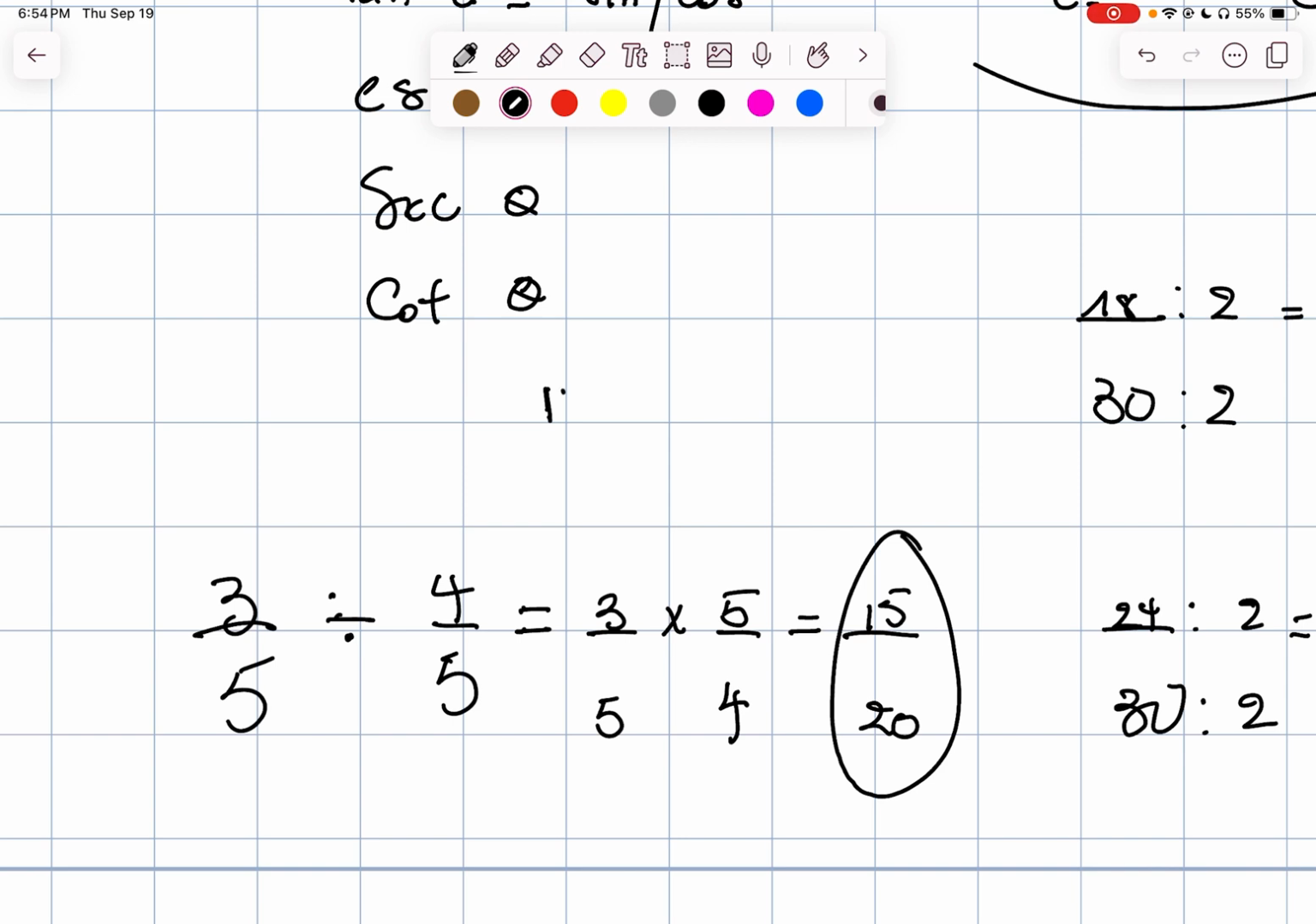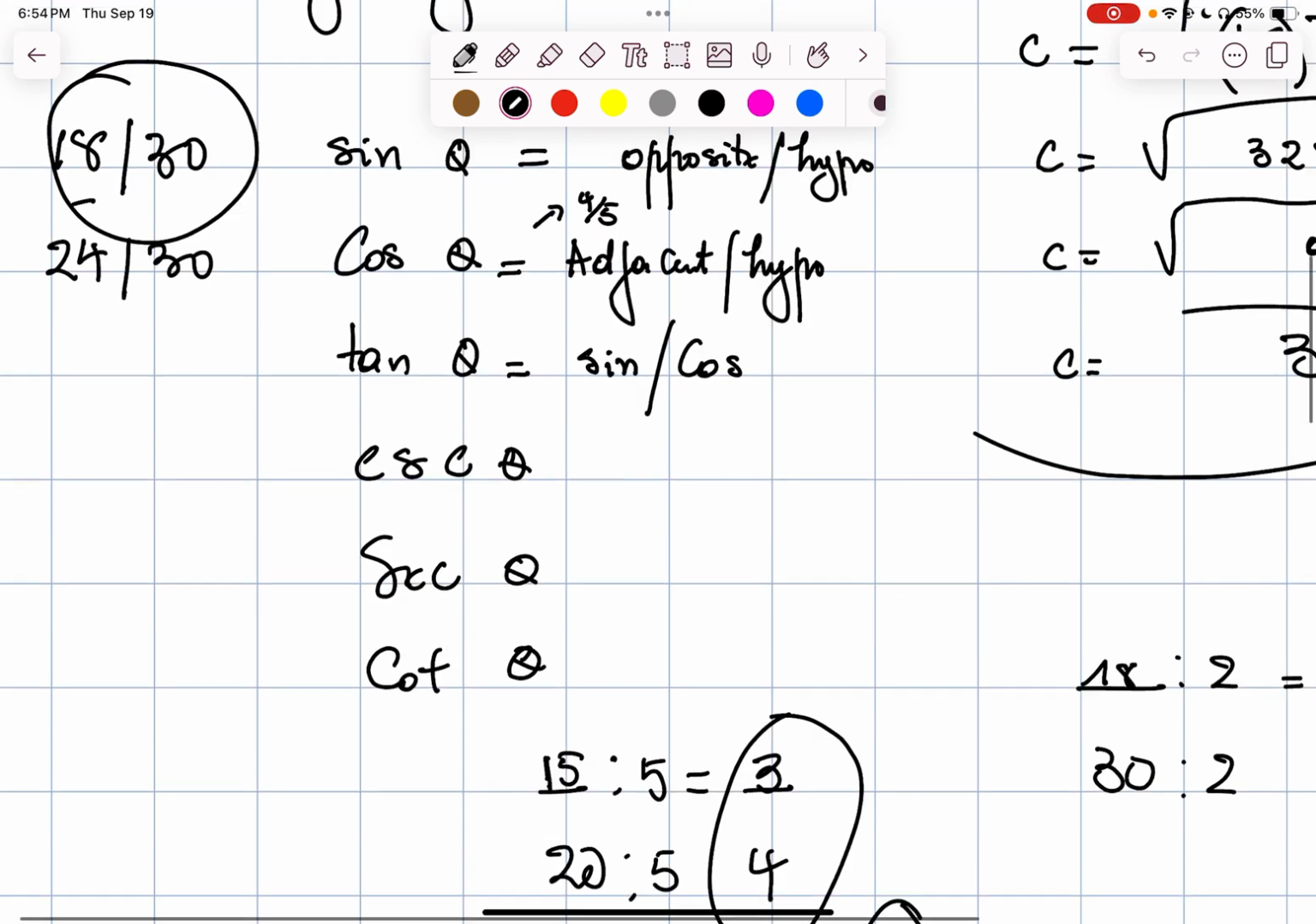So you're going to do 15 divided by 20. You simplify it by 5 because 5 is a multiple. 15 divided by 5 will be equal to 3, and then 20 divided by 5 will be equal to 4. So your tan will be equal to 3/4.